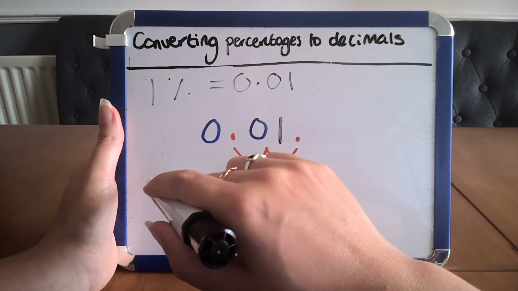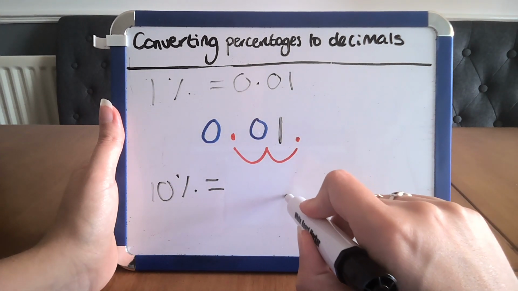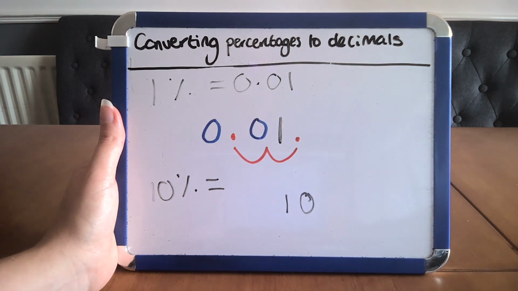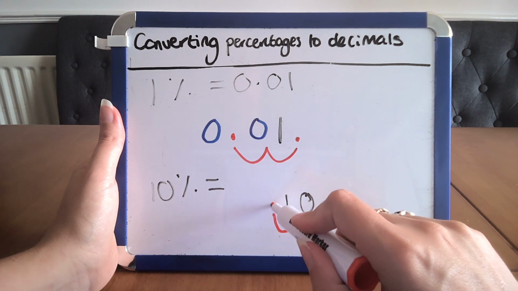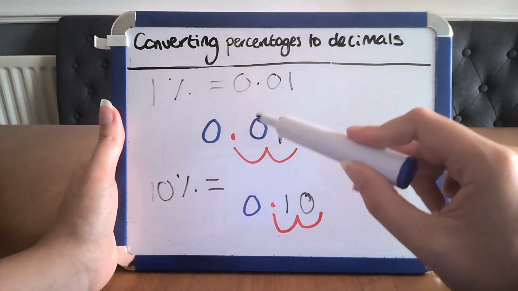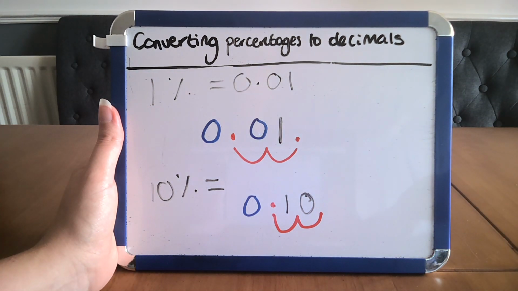A bit like when we had, for example, 10%, and we took our 10, and our decimal point was here, and we moved it across 2, and then we had that gap there which turns into a 0. It's the same idea, but you've got 2 gaps this time, so you need 2 zeros. Let's do that again.